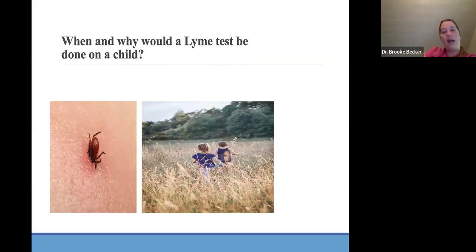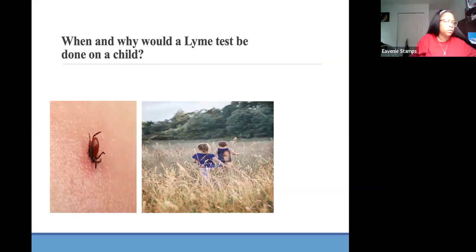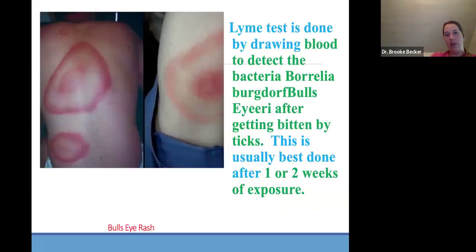When and why would a Lyme test be done on a child? If they've been in woody areas, that's for sure. If they've had a tick bite. What about if they didn't have a tick bite, but they notice what sort of rash? A bullseye rash. They would need a Lyme test. Yep, good. So this is literally what the bullseye rash will look like.